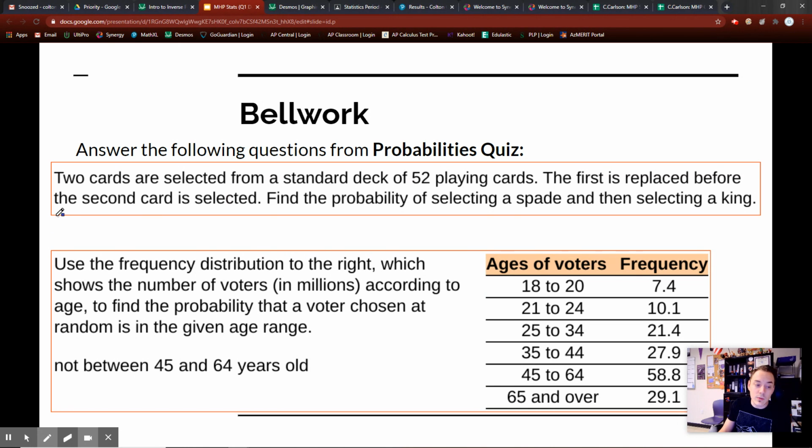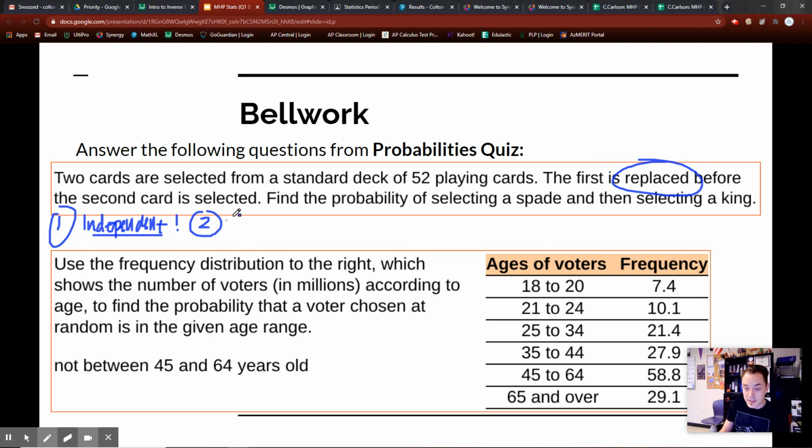That means automatically that this is going to be independent. The reason why it's independent events is because the first card does not affect the second card being drawn. Because it's replaced, that means my total when I select the second card is not going to change. It's still going to be 52 cards. So since each draw does not affect the other, it's what we call independent events.